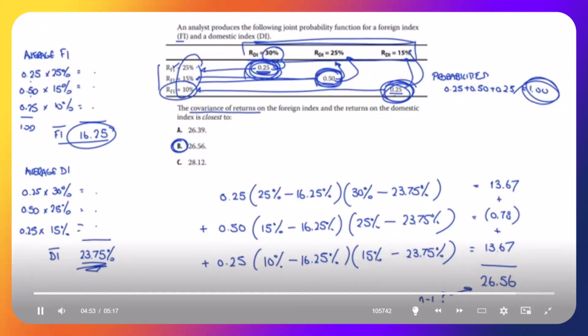Why then, you might say, don't we divide by n? Because instead we've multiplied by the probabilities of each outcome. We don't need to divide by the number of observations when we've already multiplied by the probability of the scenario. Hence, it is just 26.56. It is B.